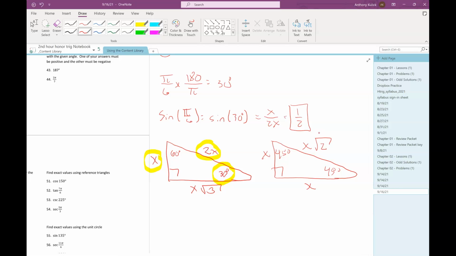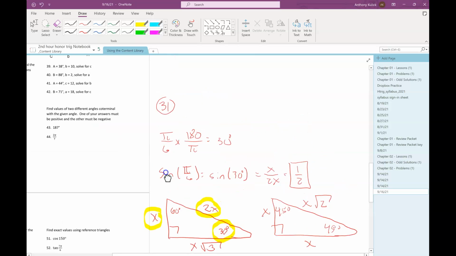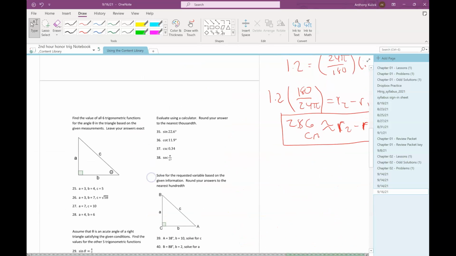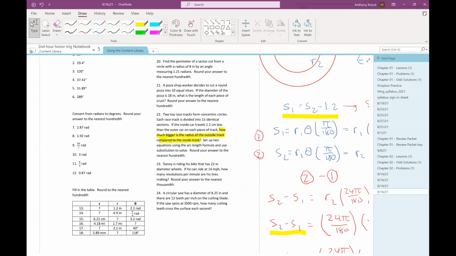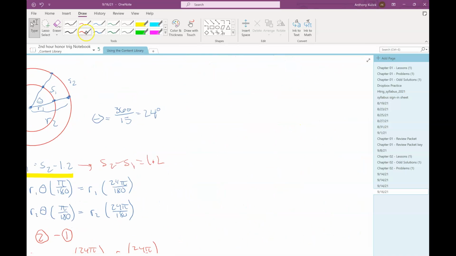Margot? This is kind of like earlier on, but can you please do number 9? Yeah, sure. Number 9. 3 pi over 7 radians. Okay. So we have 3 pi over 7 radians.